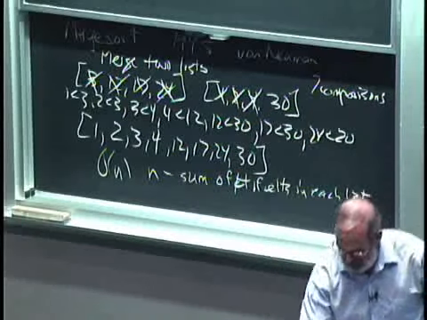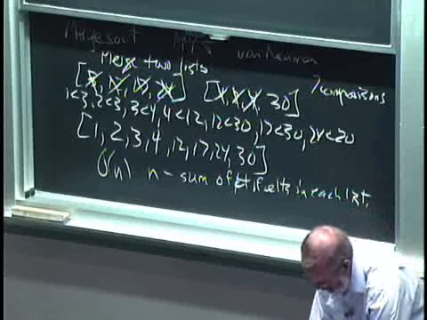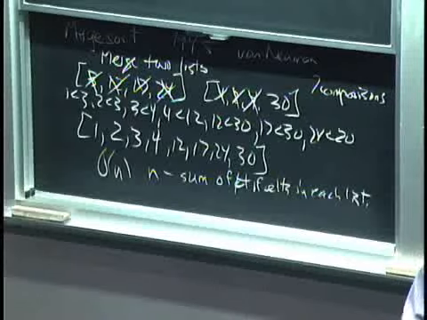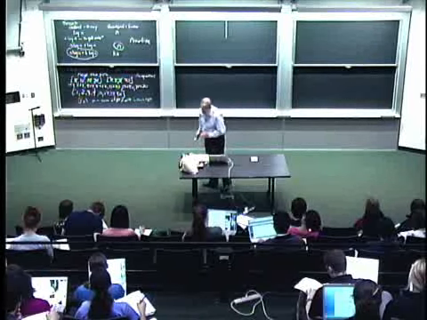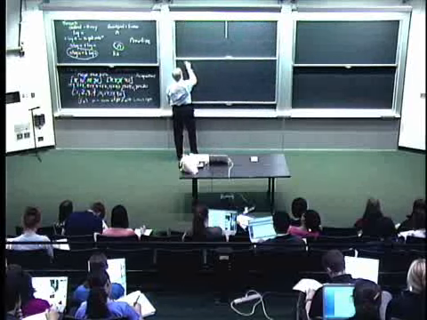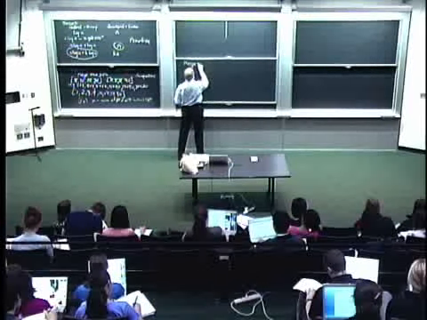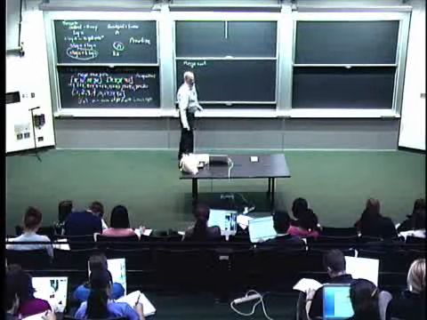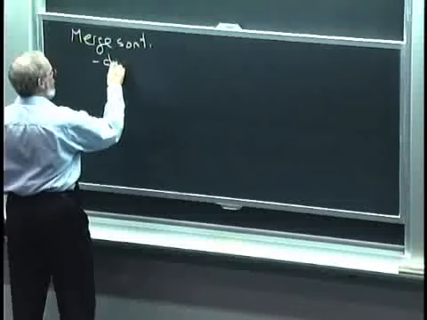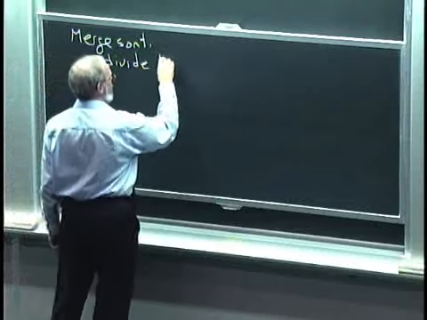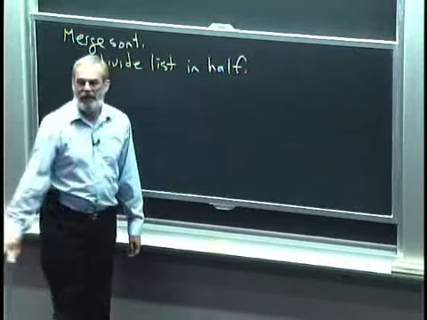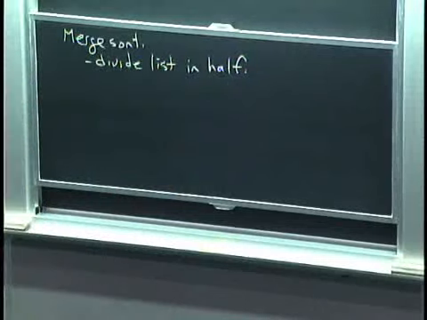Okay, so I thought I was going to back my way into this. That gives me a way to merge things. So here's what merge sort would do. Merge sort takes this idea of divide and conquer, and it does the following. It says, let's divide the list in half. There's the divide and conquer.